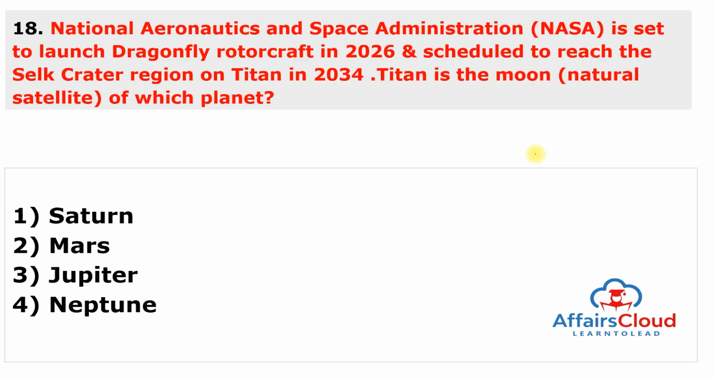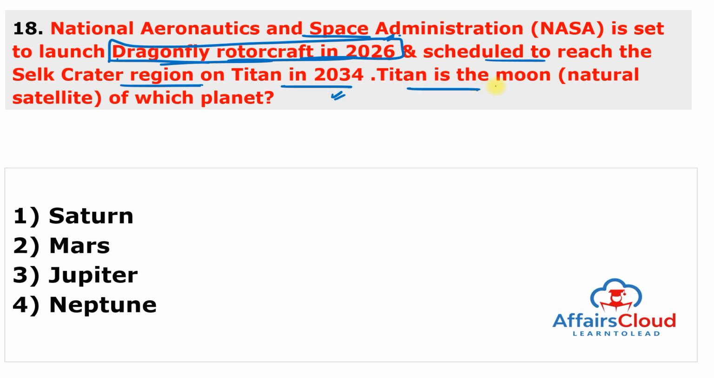Moving to next question. National Aeronautics and Space Administration is set to launch Dragonfly rotorcraft in the year of 2026 and scheduled to reach the Selk Crater region of the Titan in 2034 after 8 years. And Titan is the moon or the natural satellite of which planet? Again, very simple question. And Titan is the moon or the natural satellite of Saturn. Answer of this question is 1.